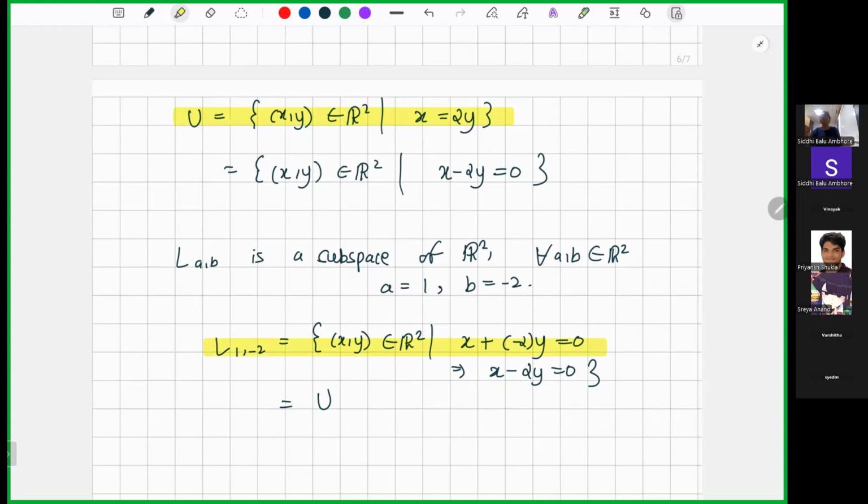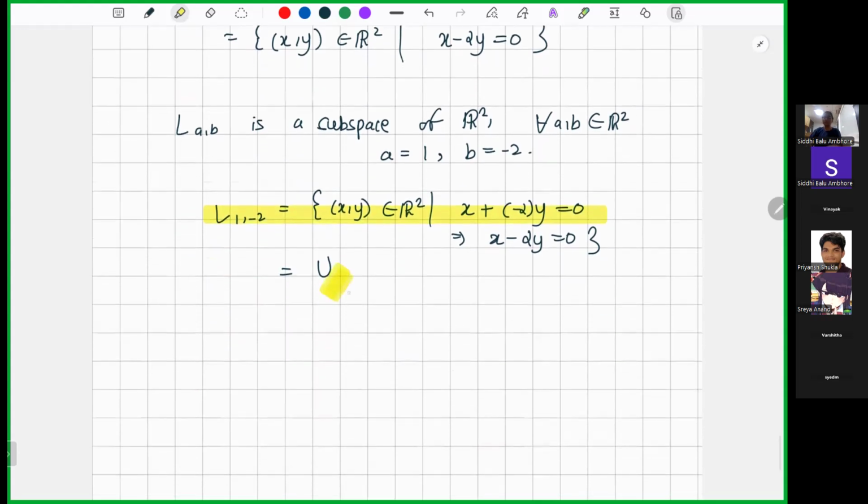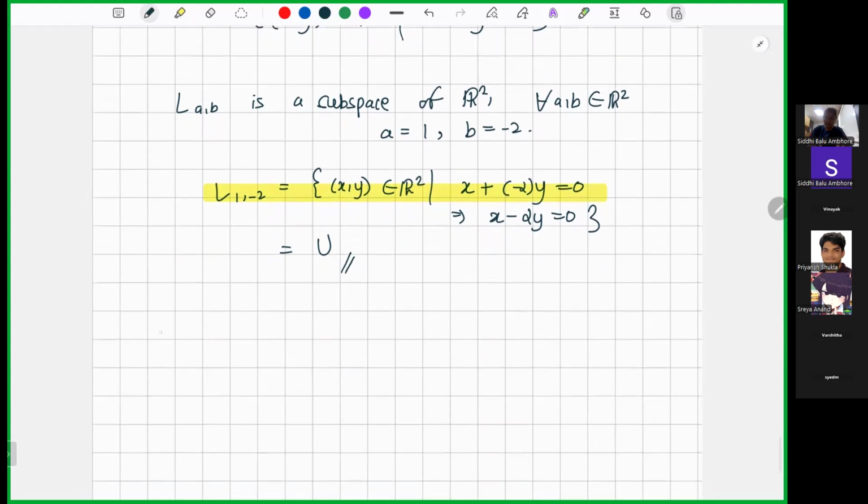Minus 2, 1? No, 2, 1. Passing through 0 and point 2, 1. Yes. So this was pretty easy to verify whether the given subset is a vector space or not. Now let us see the next set which they have given.